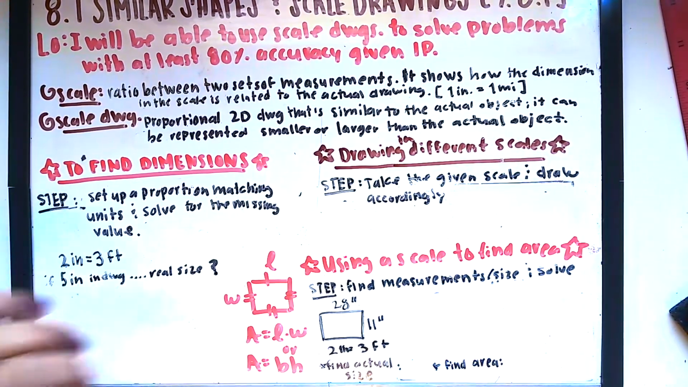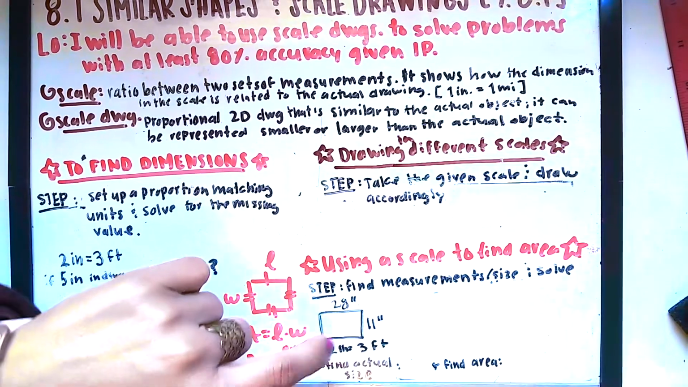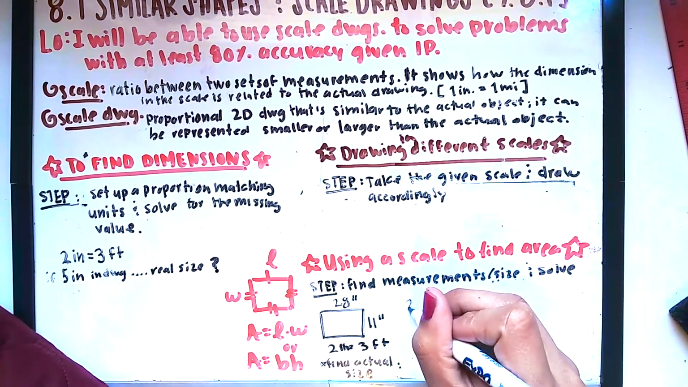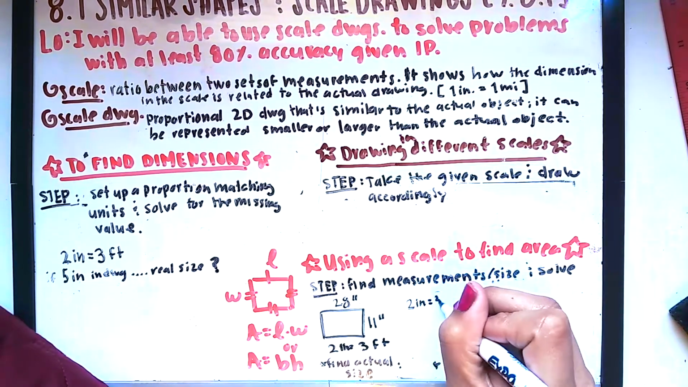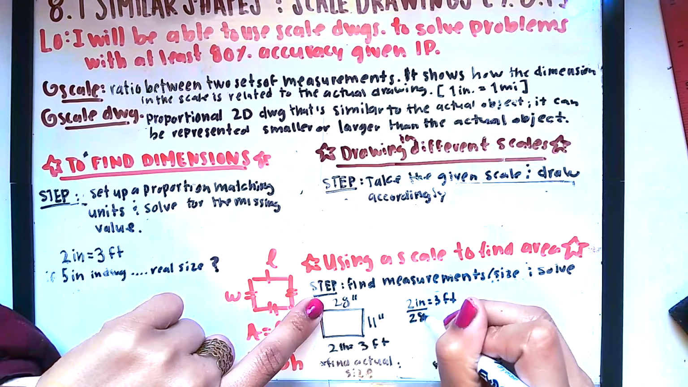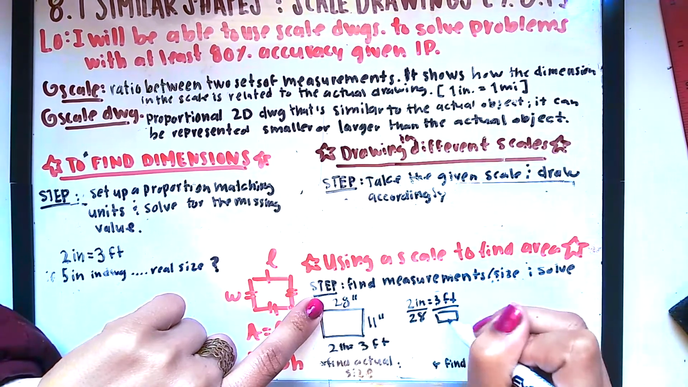So again, I'm given what is in the drawing. I need to figure out the actual. So I'm going to set up a proportion. I have 2 inches equals 3 feet. And I know my inches for the drawing, so this is 28 inches, and I don't know how many feet. So I'm trying to figure this out.